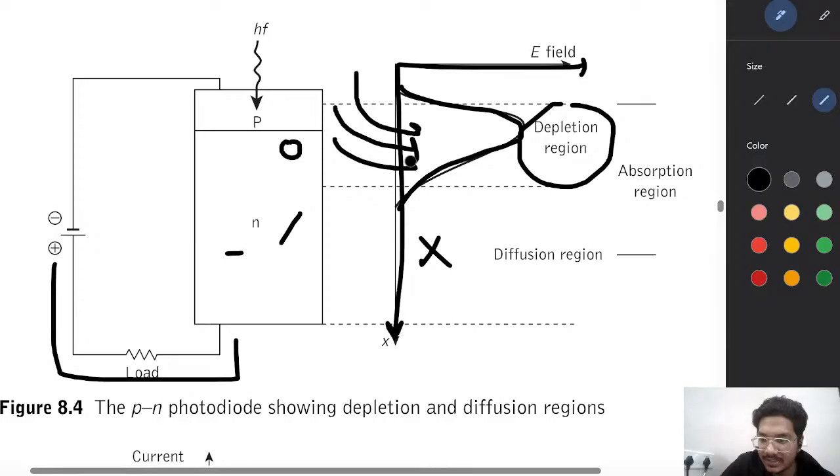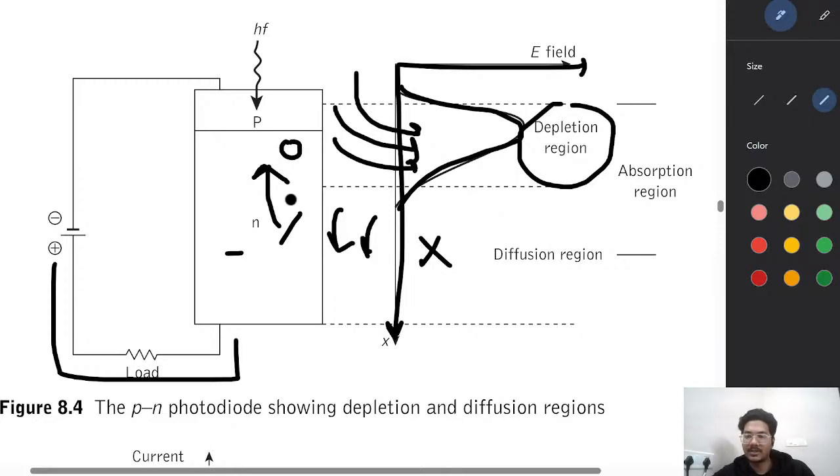Now absorption in the diffusion region: the electron-hole pairs generated outside the depletion region, and the holes must diffuse toward the depletion region. The conclusion is that it is desirable for the maximum absorption of photons to occur inside the depletion region.